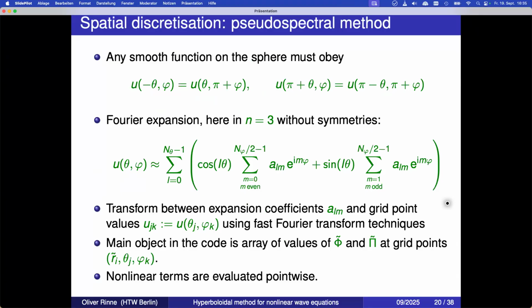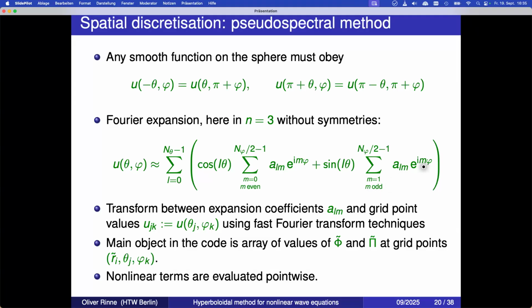Okay, for the angular coordinates, I use something different. There I use a pseudo-spectral method, with a Fourier expansion. Leaving out the radial coordinate now for simplicity, any function u of theta and phi on the two-dimensional sphere I can expand in this fashion. I have basically two parts of this expansion. Here I have cosine functions of L theta, and here sine of L theta. For the remaining terms, I have e to the i m phi, in this case only for the even m's, and here only for the odd values of m.